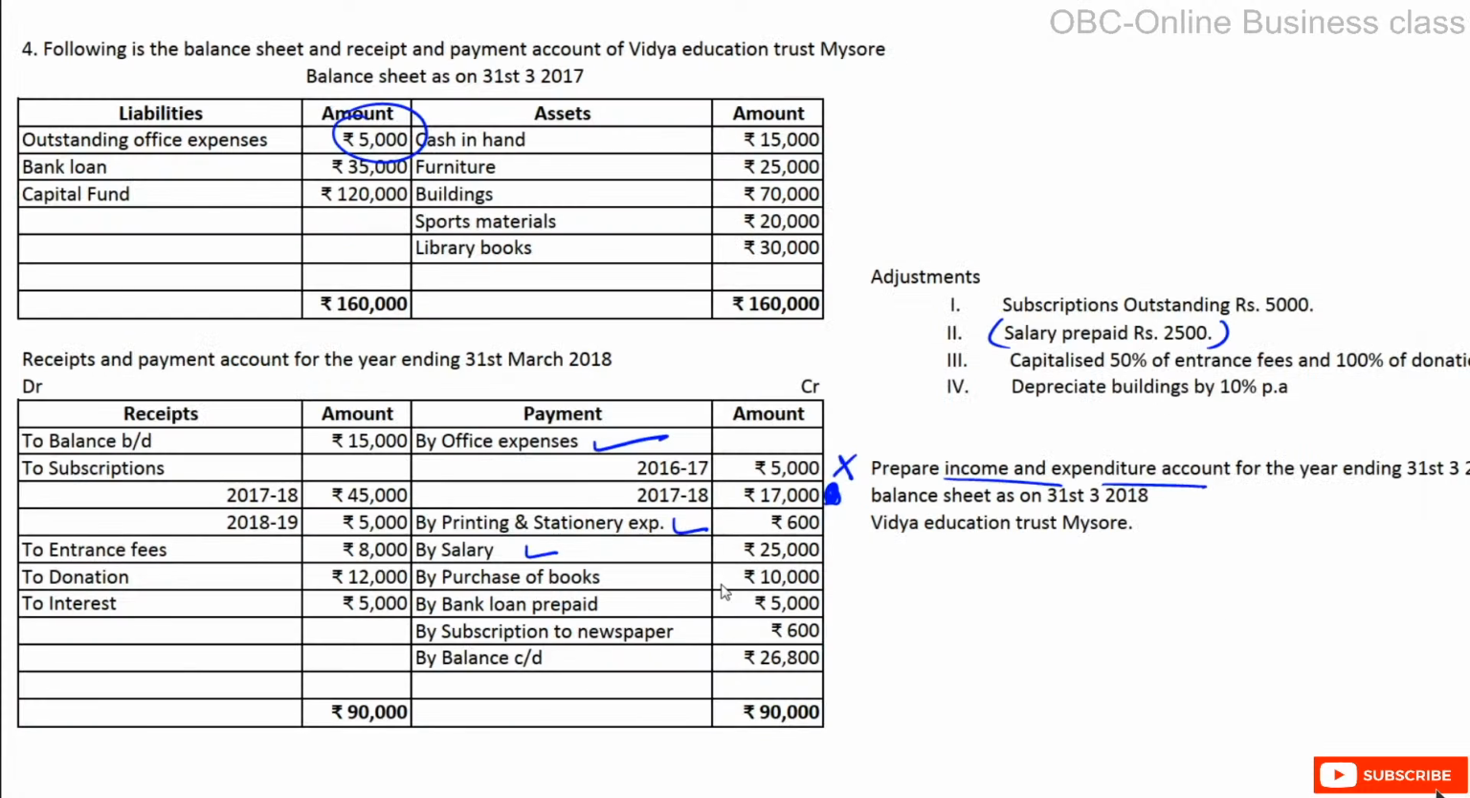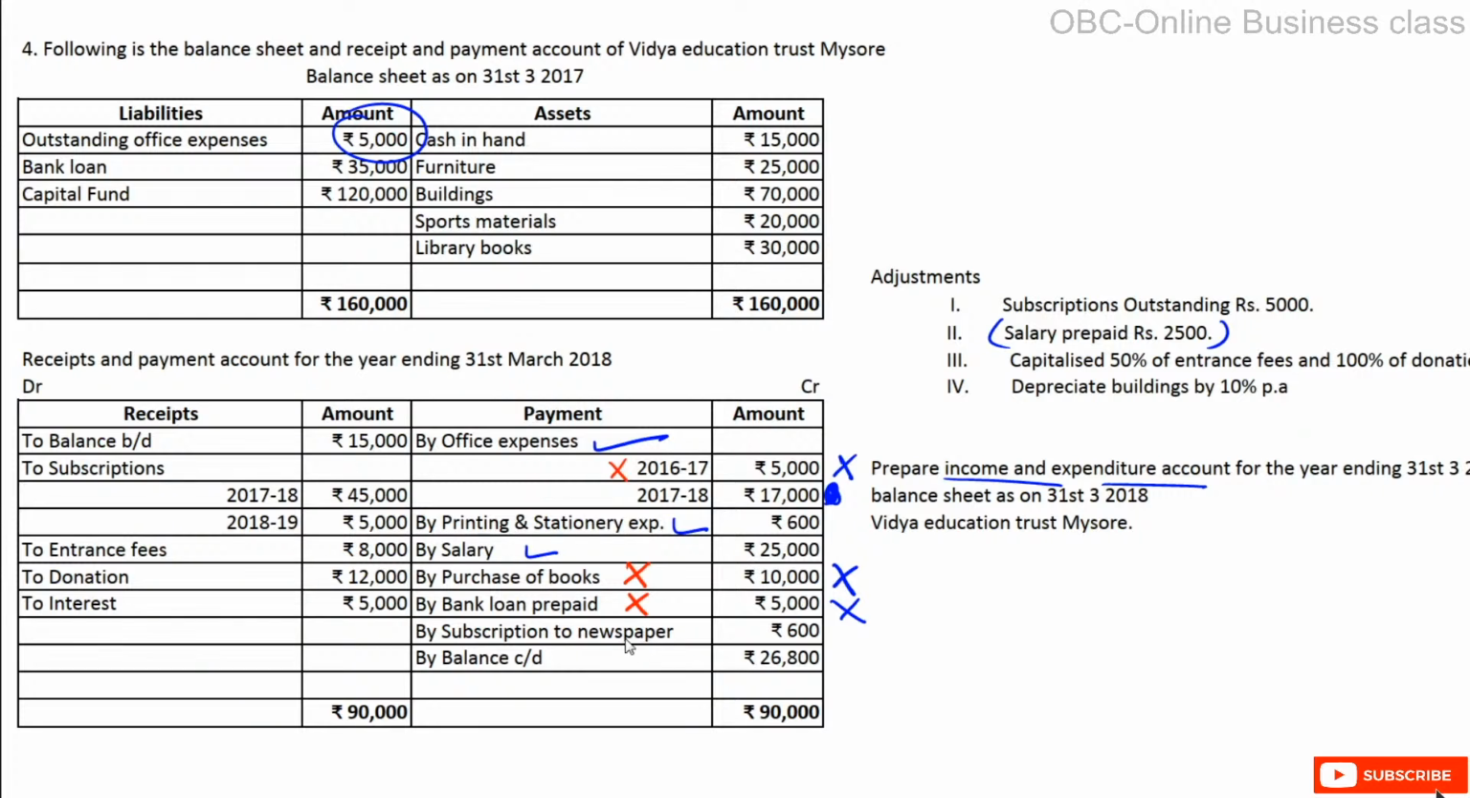Next is by purchase of book. Like I already discussed, this 10,000 won't appear in income and expenditure account because it's capital in nature. And next is by bank loan repaid. This is also capital in nature. That's why these two items won't be appearing in income and expenditure account. So these two items will be cancelled.